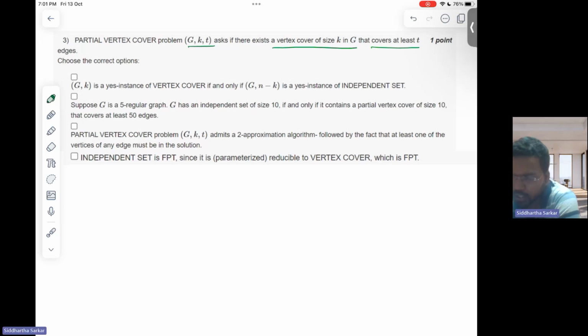So it's a generalization of the vertex cover problem. If T is the number of edges in the graph, then we are asking the vertex cover question. So in general, we are asking whether it is possible to cover at least T number of edges using K vertices. So let's look at the options. Let's mark the statements as A, B, C, D.